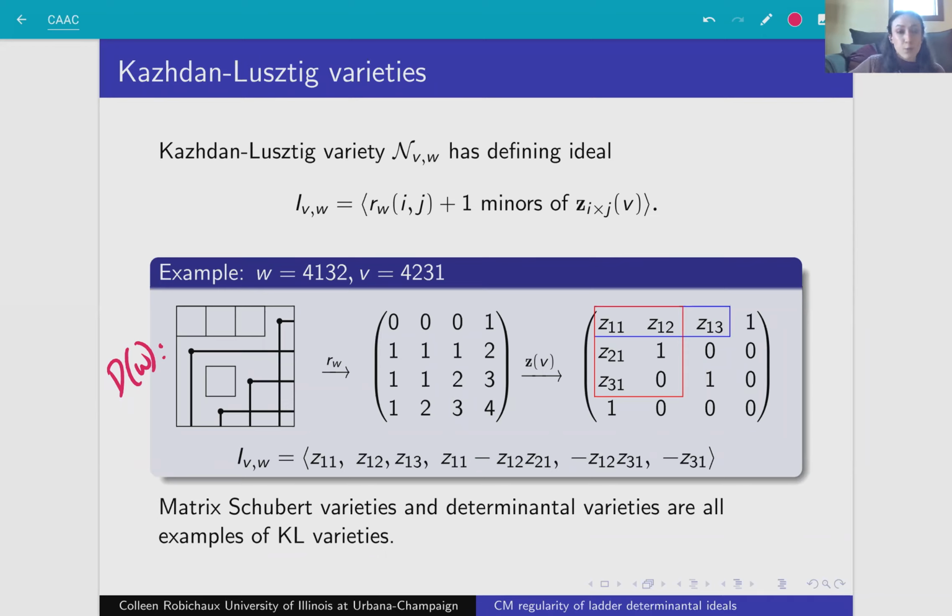And if you're more familiar with matrix Schubert varieties, they're defined in a very similar way, except the matrix you're taking minors of is going to be all z_ij's. So you can sort of figure out how this is a more general version of that, and you can actually recover those matrix Schubert varieties from this setting. And you can also recover your classical determinantal varieties from this setup.